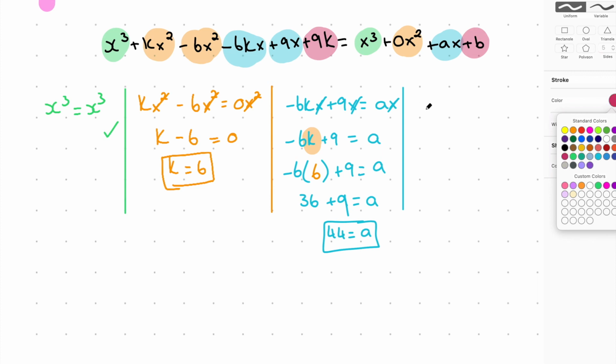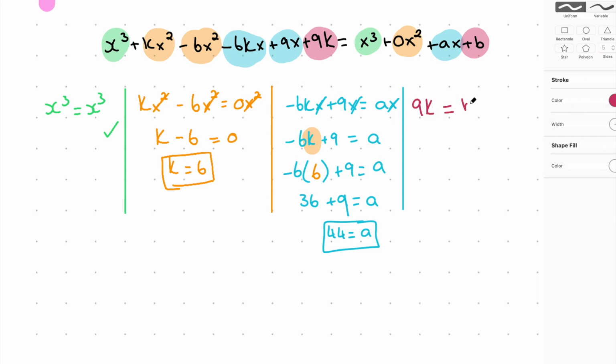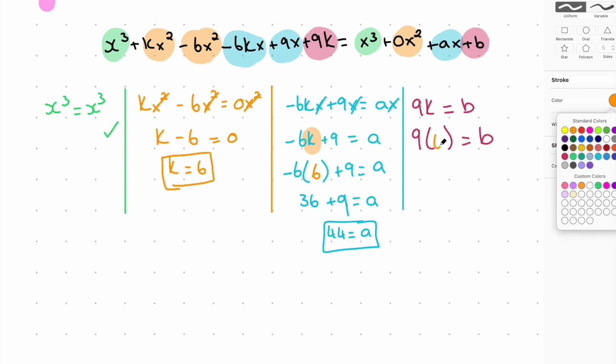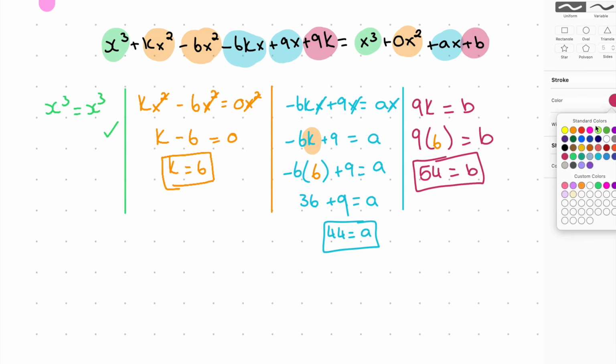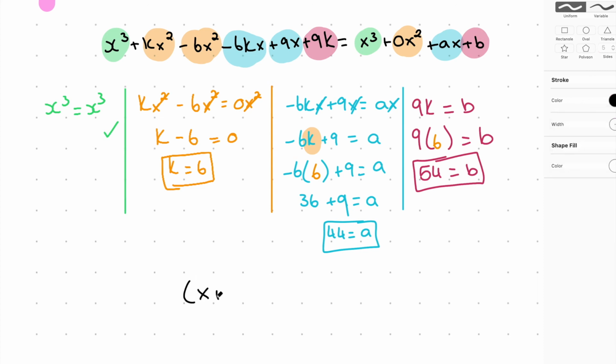The last bit then is going to be 9k, and that's equal to b. So if we do that out, I actually know what our k is, so we can write that in. Our k was equal to 6. Multiplying that out then, we get 54 is equal to b. And there we figured out what our other factor was. Our other factor we said was x plus k. We now know what k is, it's x plus 6. And we also know what our coefficient and our constant were. So we've got a is equal to 44 and b is equal to 54.